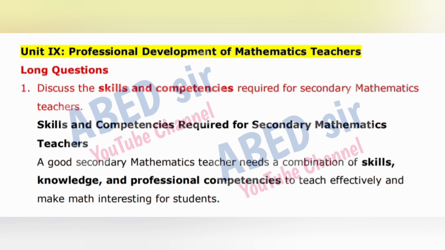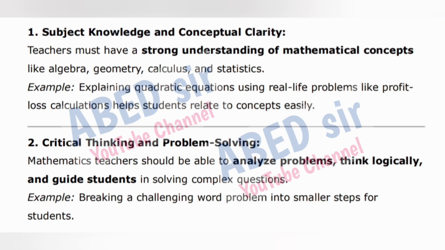A good secondary mathematics teacher needs a combination of skills, knowledge, and professional competencies to teach effectively and make math interesting for students. 1. Subject knowledge and conceptual clarity. Teachers must have a strong understanding of mathematical concepts like algebra, geometry, calculus, and statistics. Example, explaining quadratic equations using real-life problems like profit-loss calculations helps students relate to concepts easily.